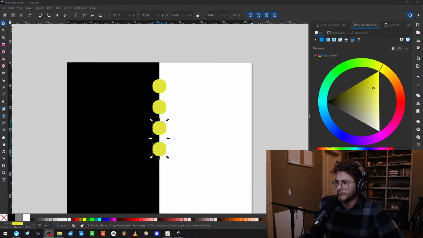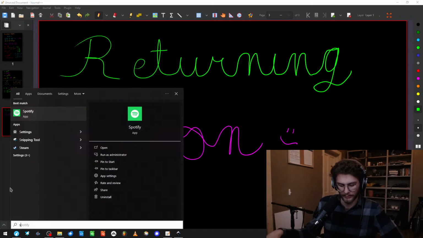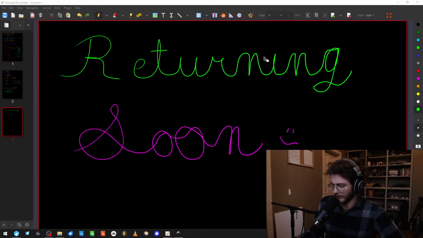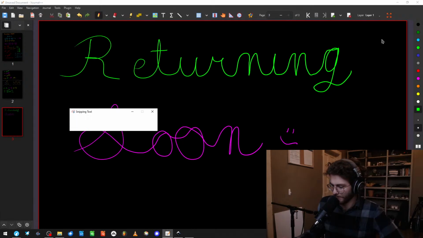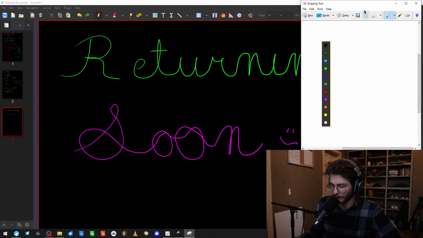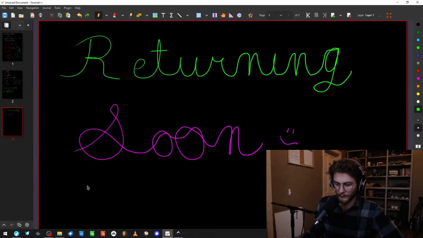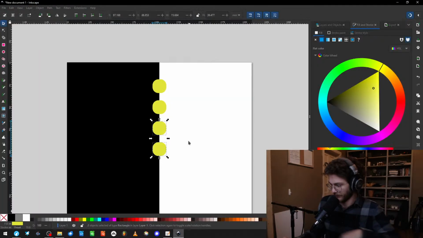Okay, so back to getting this color palette fixed. This shouldn't take us an immense amount of time. So I'm going to screenshot. I do not like how inconvenient Windows' screenshot system is. All we're doing is this. This is just going to get that palette for us. Copy. And we're going to paste.